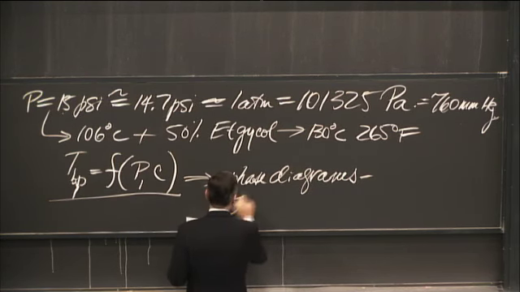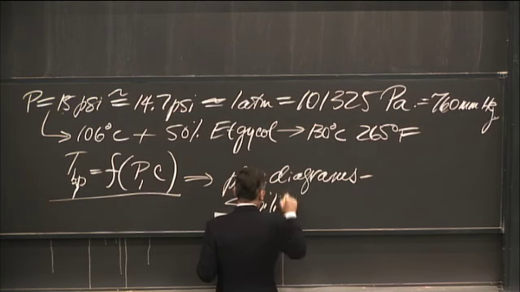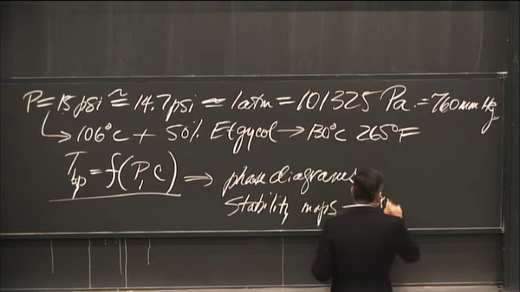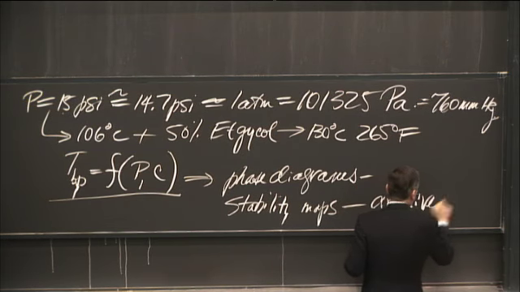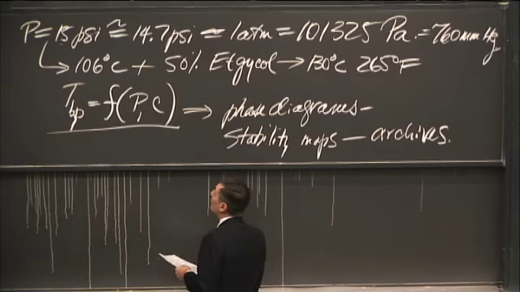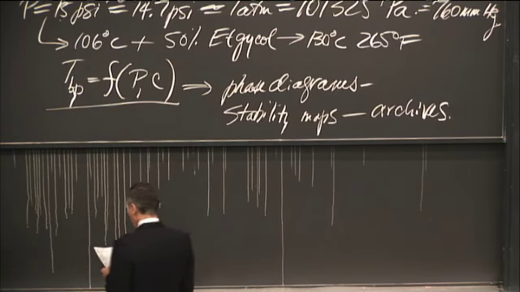And these are stability maps. They tell us which phases are stable under which conditions of pressure, temperature, composition. They're stability maps. You can consider them as archives. So that's what I want to talk about, because it's really important to know this stuff. Okay, so what are we going to do?